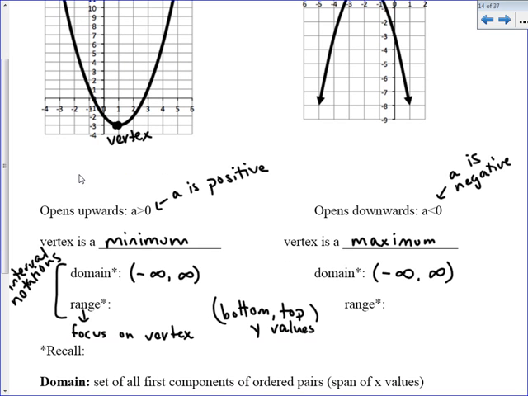Now the vertex is actually on that point, so what notation is saying include that number? The square brackets. So the bottom of that graph has a y value of negative 3. We found here's the bottom, it doesn't go any further below that. The y value is negative 3.